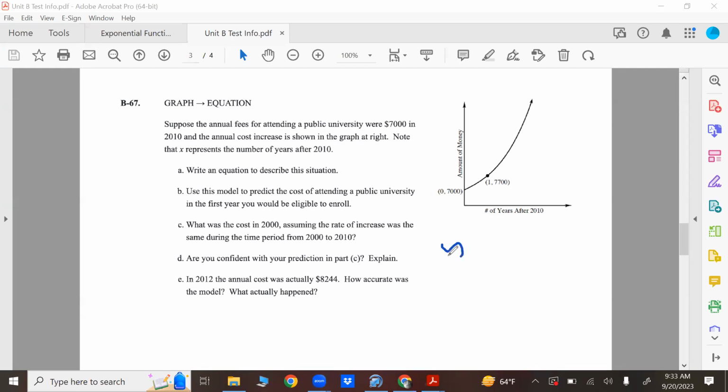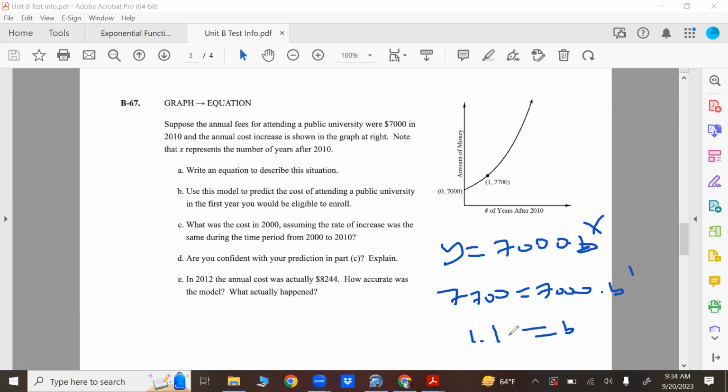Okay, this one here, let's make an equation again. Should be real easy. y equals 7,000 times b to the x power. And now you guys know how to solve for b. Plug in 7,700 for y. Plug in 1 for x. Solve for b should be 1.1. Easy peasy, right?